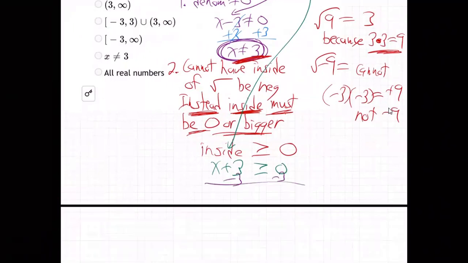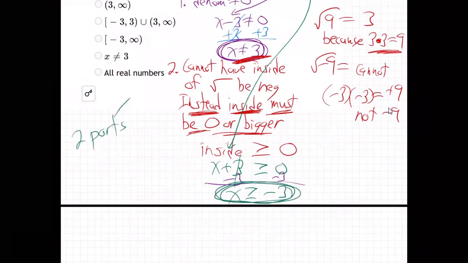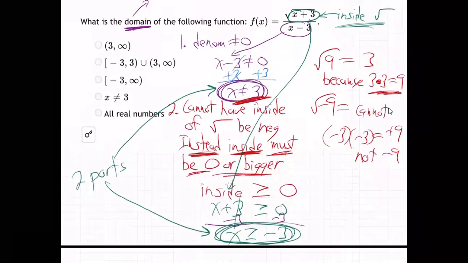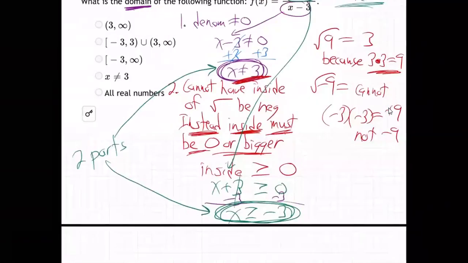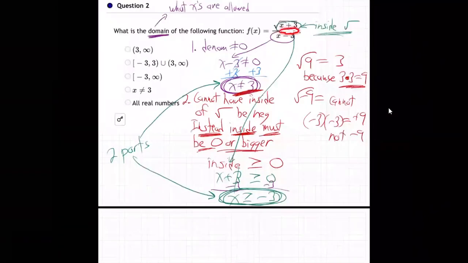So then that's going to be x greater than or equal to negative 3. So that's the other part of the story. So we have two parts, that part and that part. You're tracking with me? X has to be not equal to 3 because that would make the bottom 0. We can't have that. That's infinity. And x has to be greater than or equal to negative 3, because the inside of the square root can't be negative.